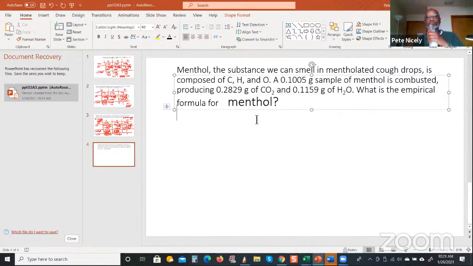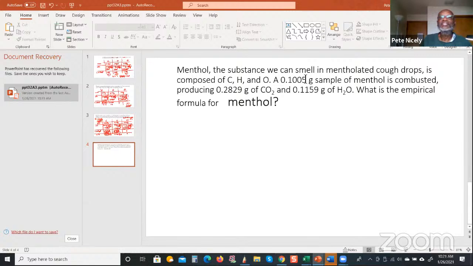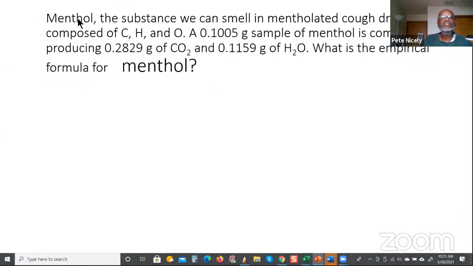Okay, so in this question, which is a typical combustion analysis question, it talks about menthol. It says that menthol contains carbon, hydrogen, and oxygen, and it starts off with a 0.1005 gram sample of menthol. When it is combusted, it produces 0.2829 grams of carbon dioxide and 0.1159 grams of water. The question is asking, what is the empirical formula for menthol?